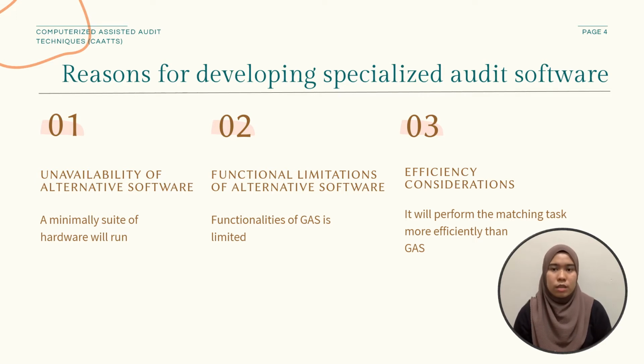For example, auditors cannot perform complex audit with large number of data. This function is needed to check across multiple sectors like taxation, bank account, share transaction, and many more. Next, the third reason is because of the efficiency consideration, where auditors often develop specialized audit software because it can perform the matching task more efficiently than generalized audit software.